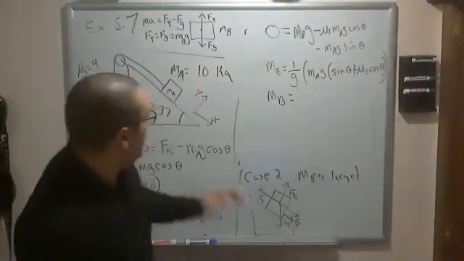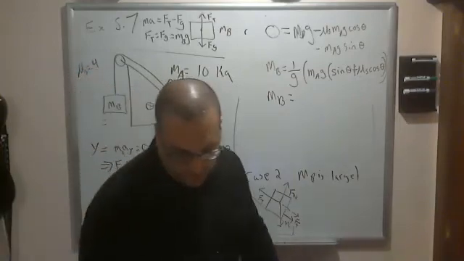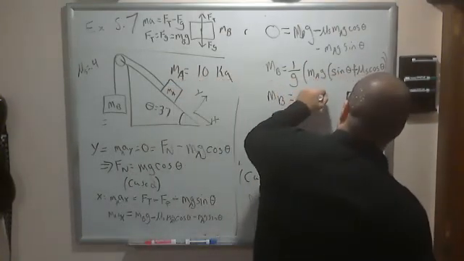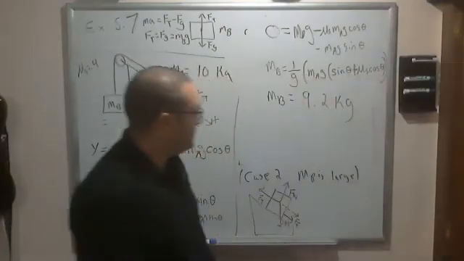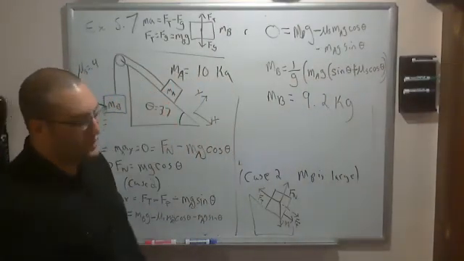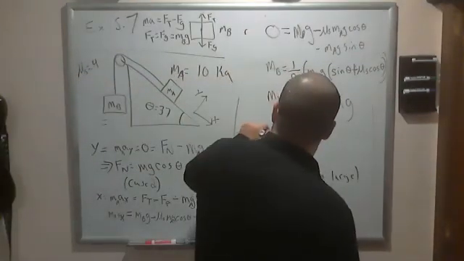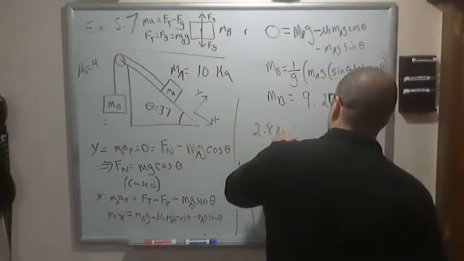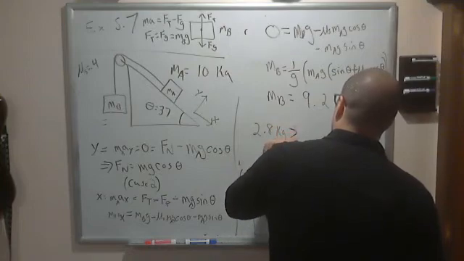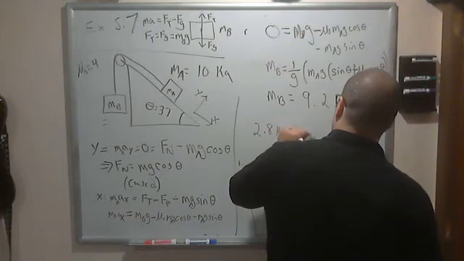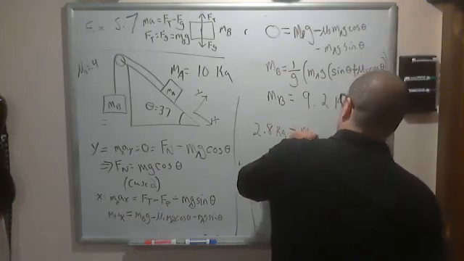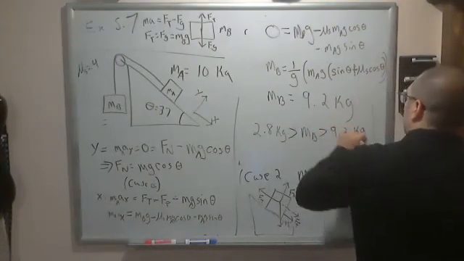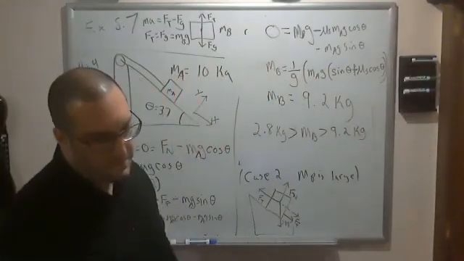Now we have this. So now if we plug in all these numbers, we find that mass B in the second case will be 9.8 kg. So that means for this mass to stay stationary, mass B has to be between 2.8 and 9.2, right?